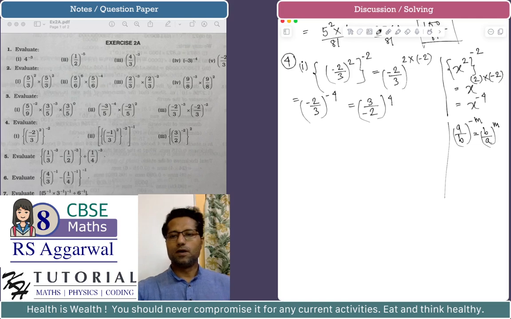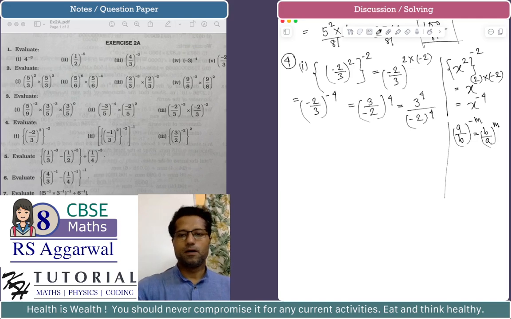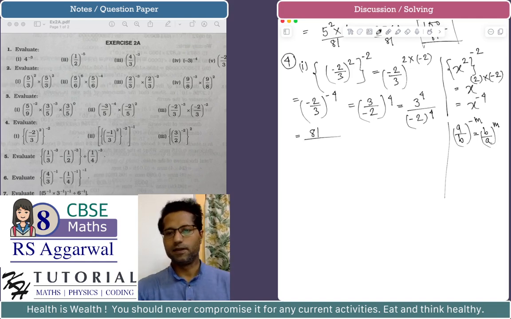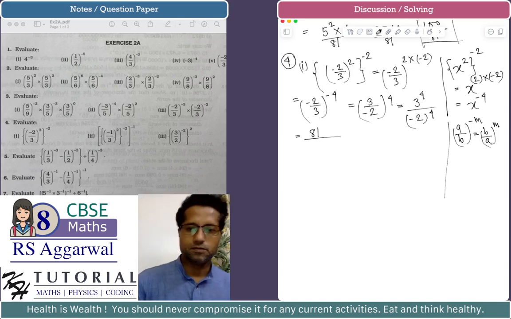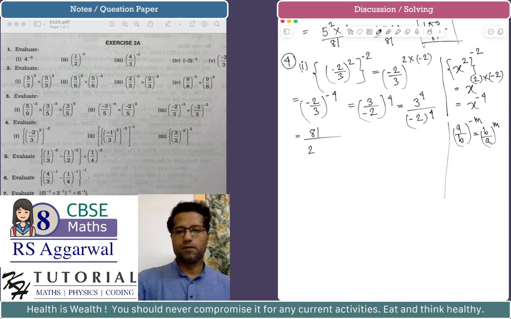Okay, so now I will split this exponential form into rational form, that is 3 raised to the power 4 divided by minus 2 raised to the power 4. This is equal to 3 raised to the power 4 is 81, and minus 2 raised to the power 4, the base is negative but the power is even, this will be equal to 2 to the power 4. This is equal to 81 divided by 16.